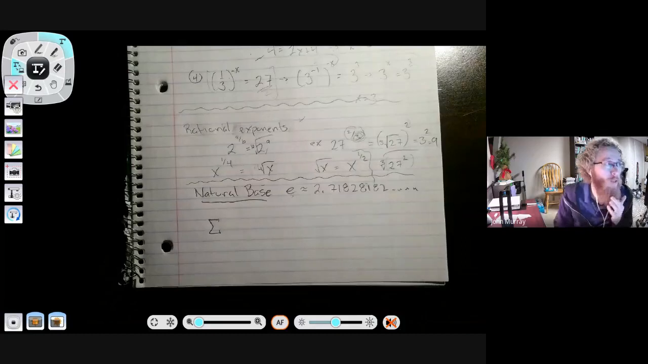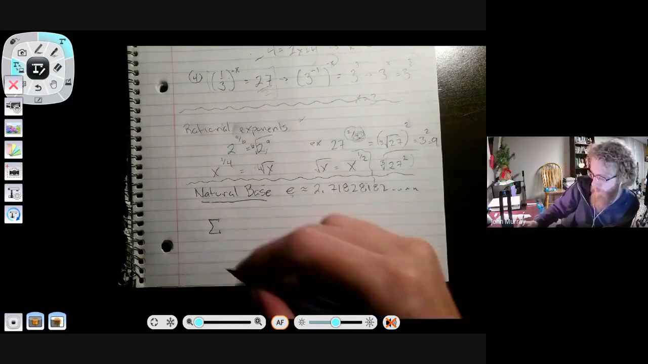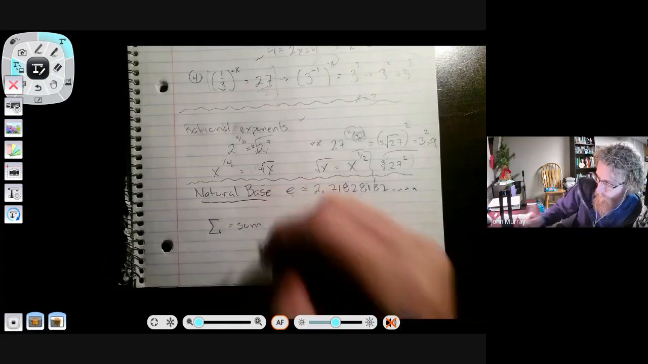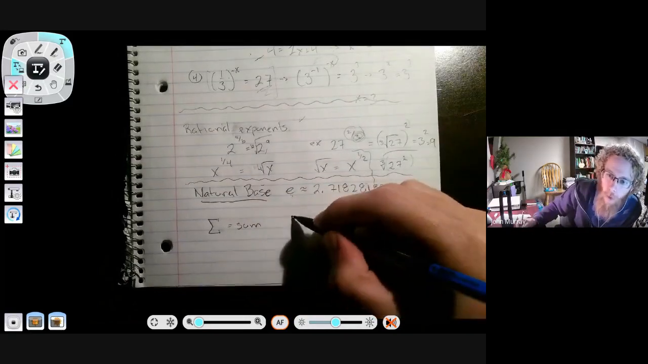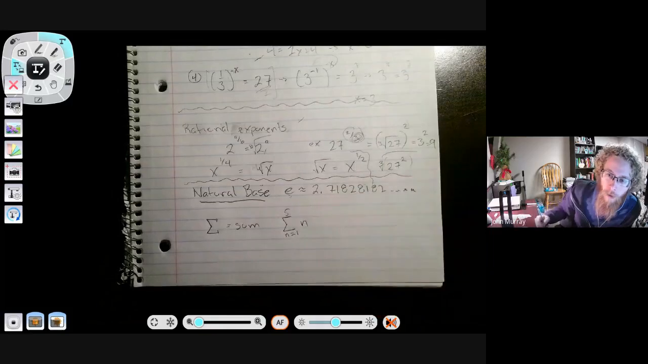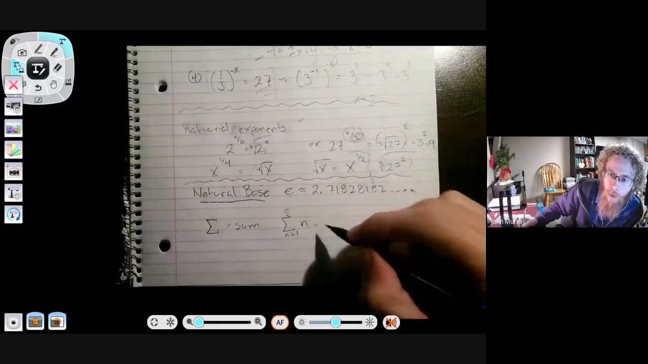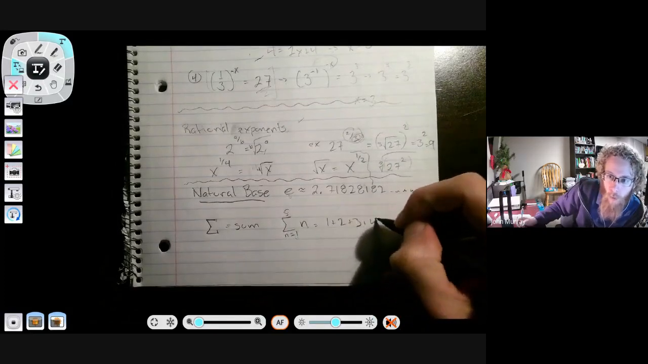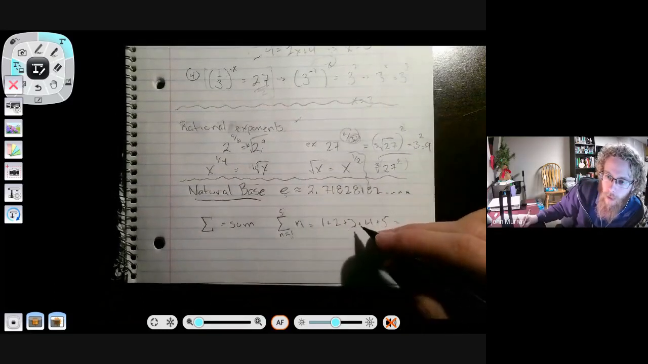If I wrote this symbol, do you guys know what this means? A sigma. Did you go over that last year? What it means is a sum. It's a mathematical term. So if I wrote something like this, this is telling me to add all the numbers from 1 to 5. If I wanted to write this out, 1 plus 2 plus 3 plus 4 plus 5, you would add them up. What is that? 15.